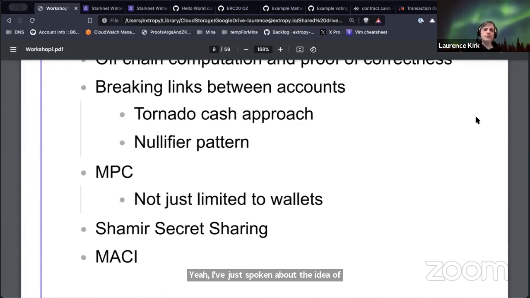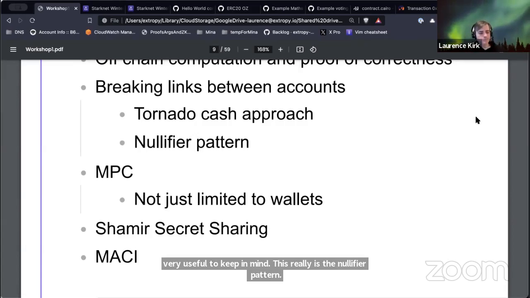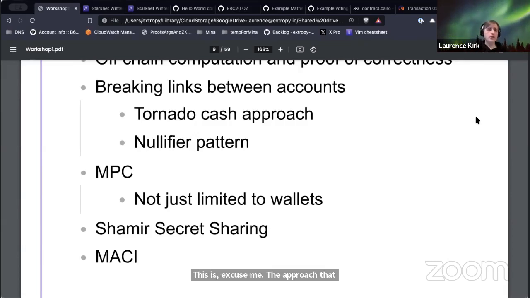The next point is something that is a general pattern that I think is very useful to keep in mind. This really is the nullifier pattern. This is the approach that was taken by Tornado Cash, for example. It's also used in Zcash, it's used in Aztec, and it's a way of effectively breaking links between accounts.